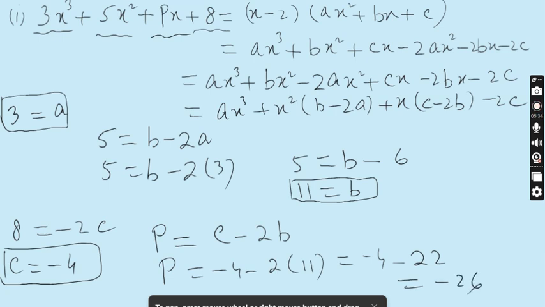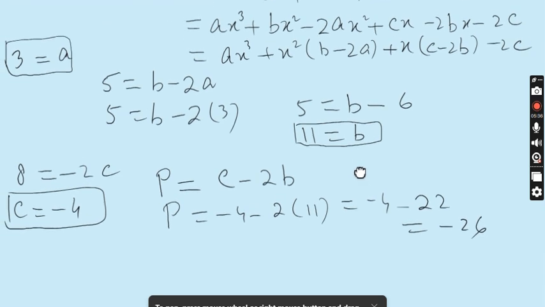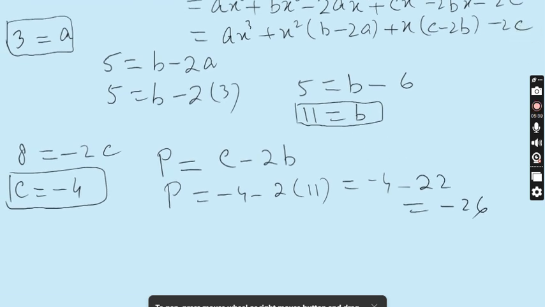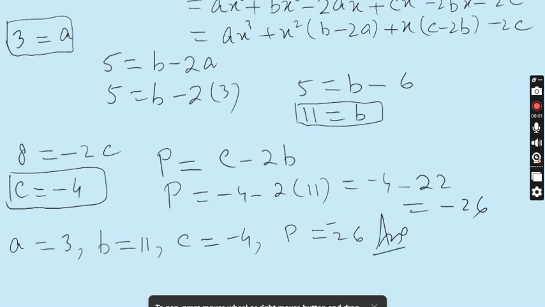Okay students, so now we have found all the values of the constants. Hence, in descending order, a is 3, b is 11, c is negative 4, and p is negative 26. This is the answer of part 1. Hope you understand and enjoy this part completely.